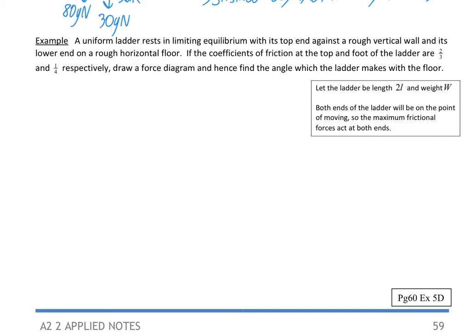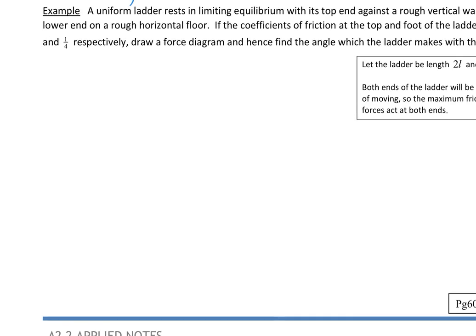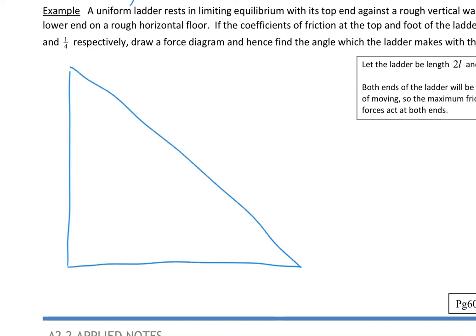Now it gives us a wee clue. It says let the ladder be 2L and the weight be W. And we'll go from there. Right, it's in limiting equilibrium, so we've got our frictions acting at max for both. It'll be a decent diagram, and I'll scoot on beneath this if needs be.